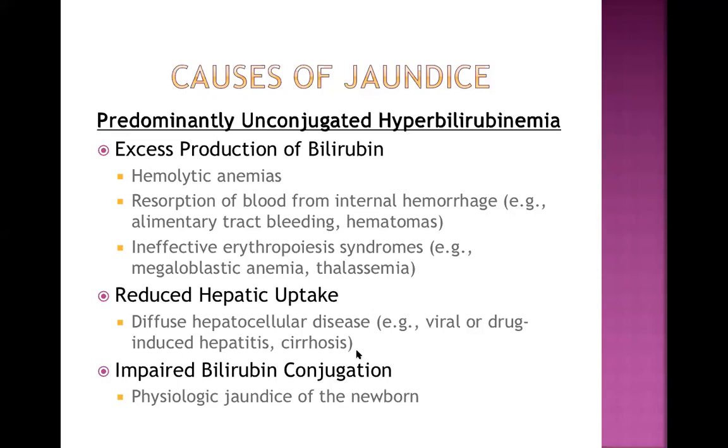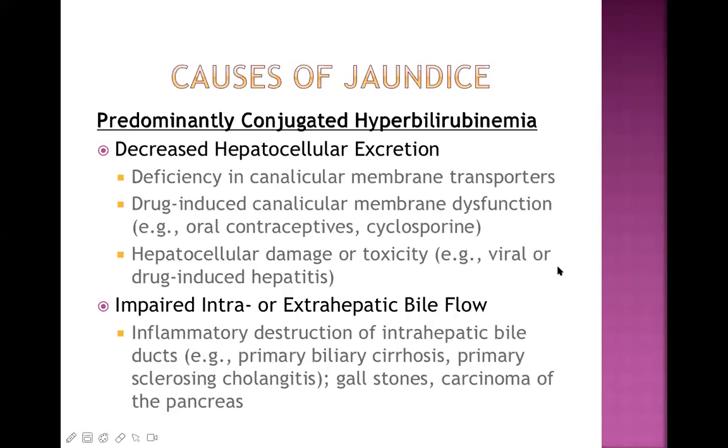The third one is impaired bilirubin conjugation. Something is wrong with that enzyme, so that enzyme cannot convert unconjugated bilirubin into the conjugated variety. A wonderful example is physiological jaundice of the newborn, because that enzyme is not yet very mature. Okay, after having this concept, let's move on to the predominantly conjugated type of hyperbilirubinemia. Now see there.